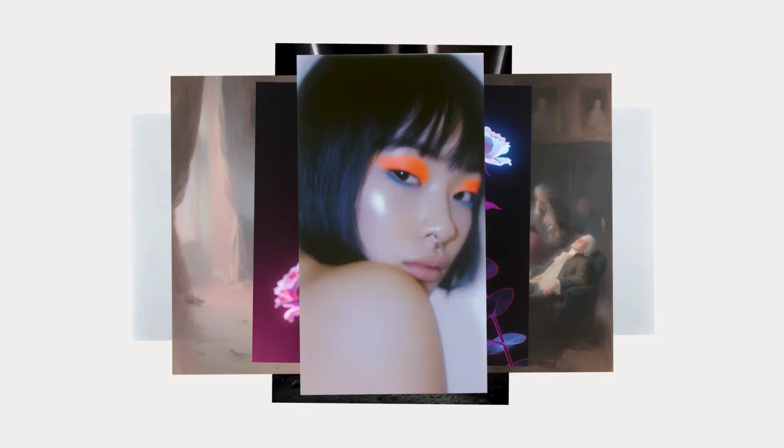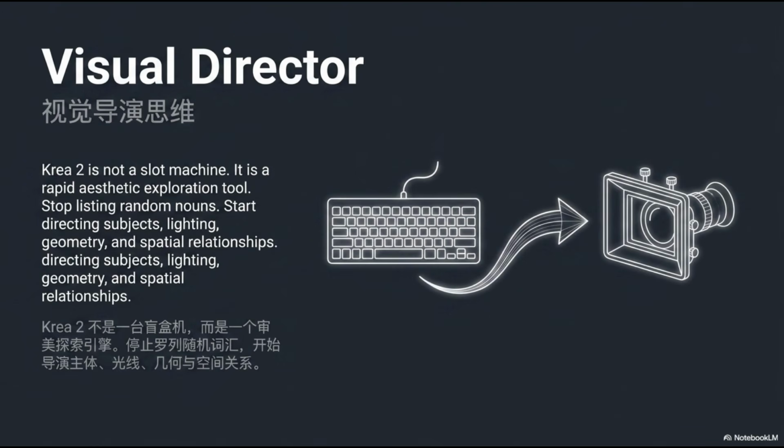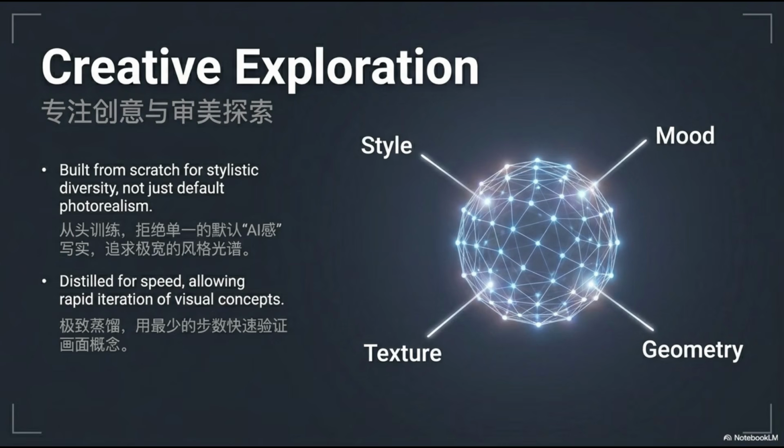Let's first briefly talk about where this model fits. Krea 2 is an open-source image generation model released by Krea AI. It's quite different from many ordinary text-to-image models, and the biggest difference comes from its positioning. This model emphasizes what they call creative exploration, which means exploration of creativity and aesthetics.